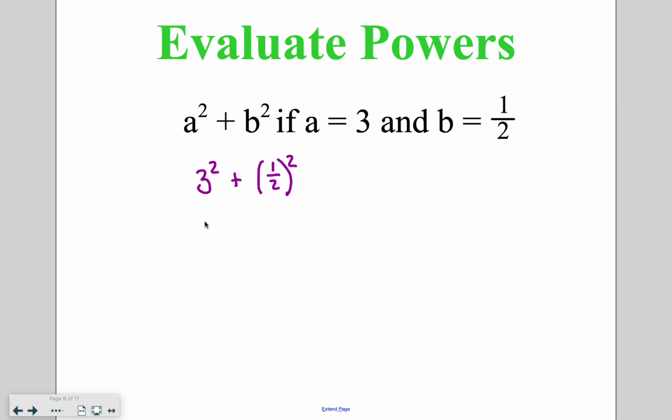So this first part is just 3 squared, which is 9. The second part is going to be 1/2 times 1/2, or you can say 1 to the 2nd power, which is 1, over 2 to the 2nd power, which is 4. So we applied the exponent to both the numerator and the denominator. When I add those together now, I end up with 9 and 1/4 as my final answer.